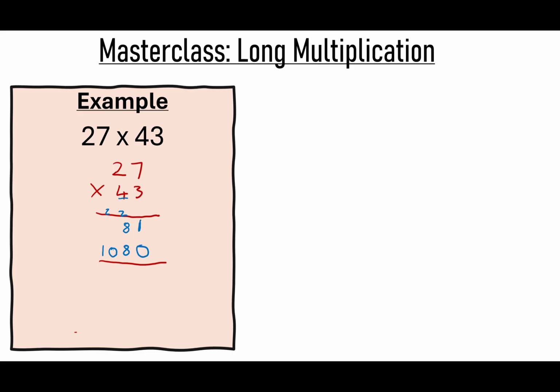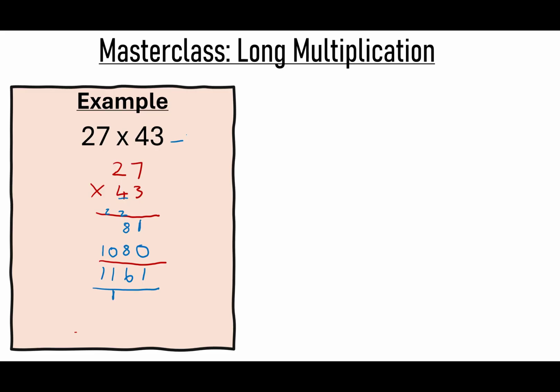So now what we're going to do is add the 2 rows of answers. So 1 plus 0 is 1. 8 plus 8 is 16. Carry 1 over. This time I'm going to carry and put it at the bottom there. And then we've got the 0 plus the 1 is 1, and then the final 1 there.